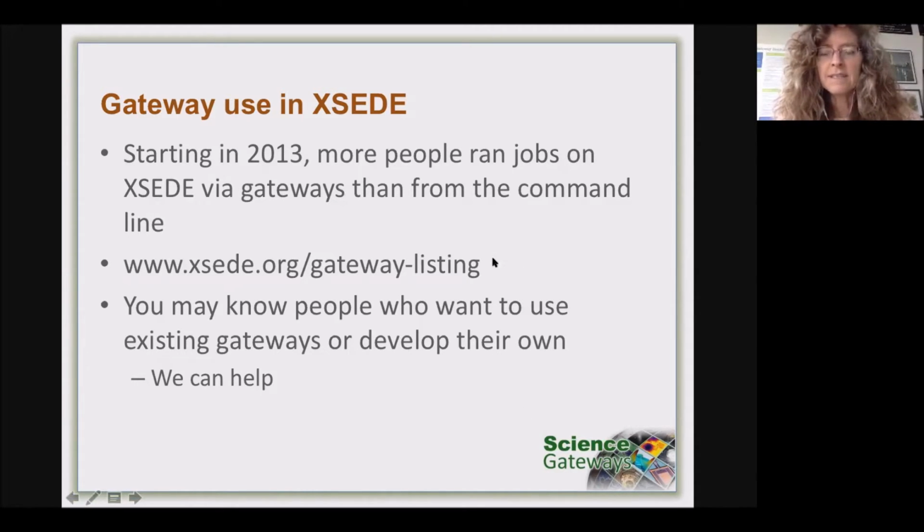If we go to this listing, I probably won't jump out and do this right now, but there's a listing of all the active gateways that are using Exceed today, and those are, for the most part, publicly available for anybody to use. So you can go to the portal URL for a gateway and get your own account and run jobs and that sort of thing. So for folks on this call, you might know people who want to use existing gateways, things that are on that list. Or you might know people who want to develop their own gateways, and either way we can help with those things.